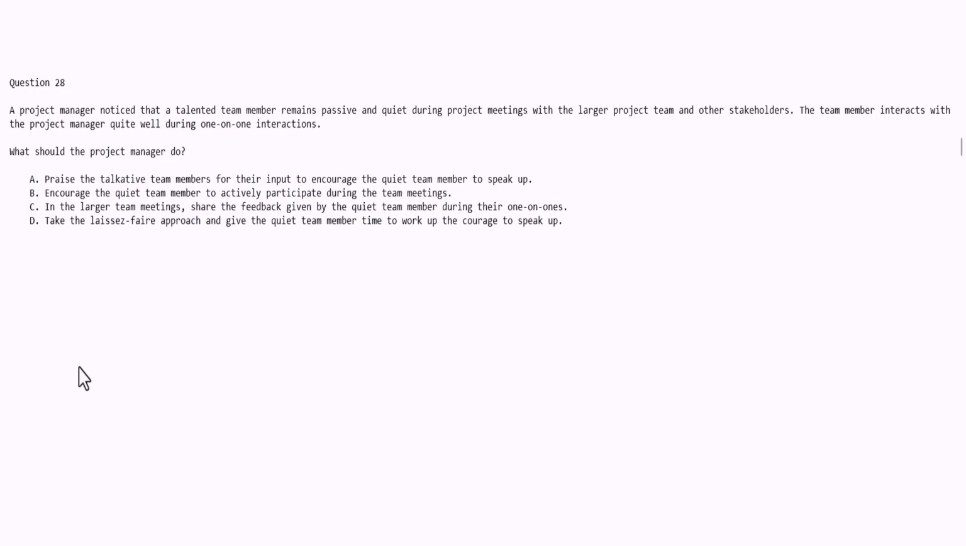Option A, praise the talkative team members for their input to encourage the quiet team member to speak up. Option B, encourage the quiet team member to actively participate during the team meetings. Option C, in the large team meetings, share the feedback given by the quiet team member during the one-on-ones. Or option D, take the laissez-faire approach and give the quiet team member time to work up the courage to speak up. So we're going to go ahead and pause the video momentarily, give you the opportunity to answer the question, then resume it with the actual results.